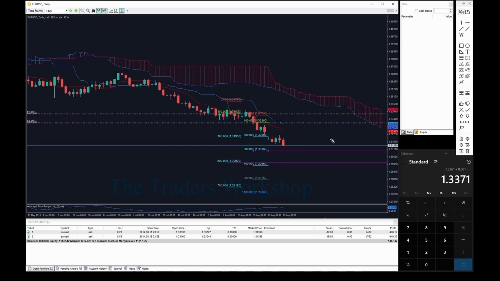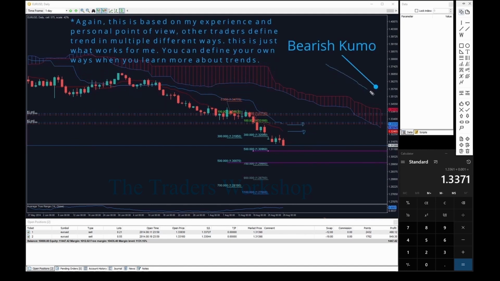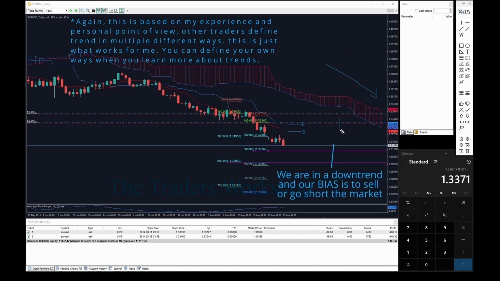Now, let's do the process of analyzing the trend. If the current price level is trading below the Kumo and not touching the Kumo above, and if the Tenkan Sen is below the Kijun Sen, and if we have a bearish Kumo, the trend is down, and our bias is to sell or go short the market.